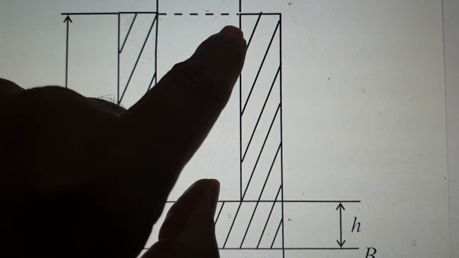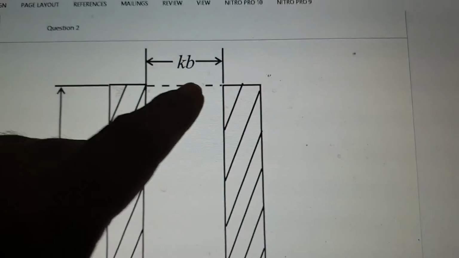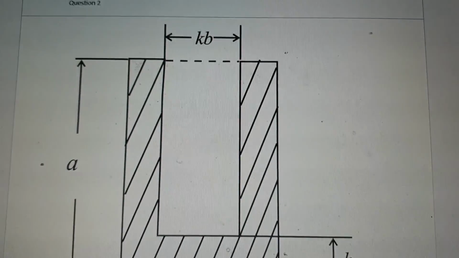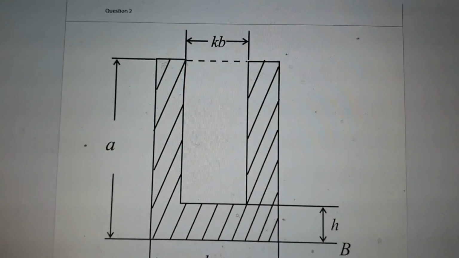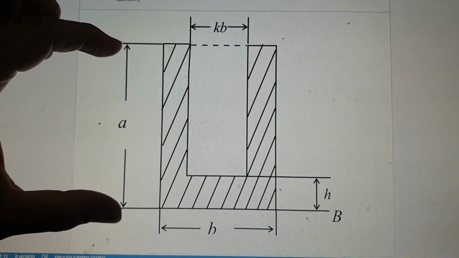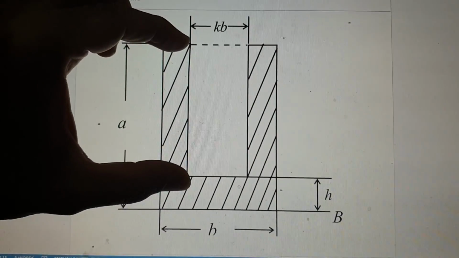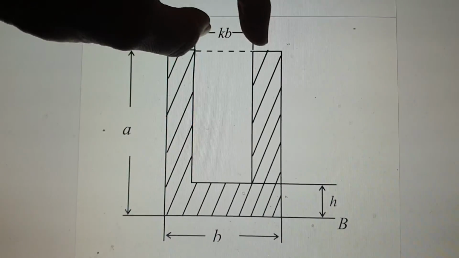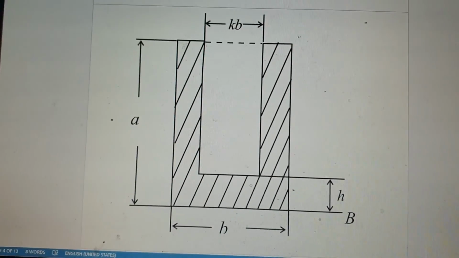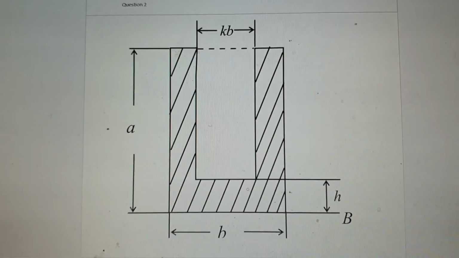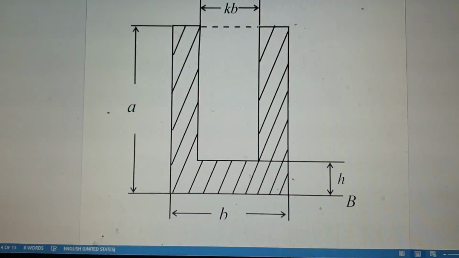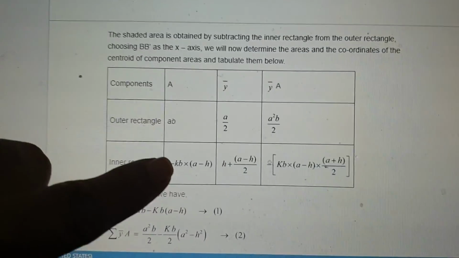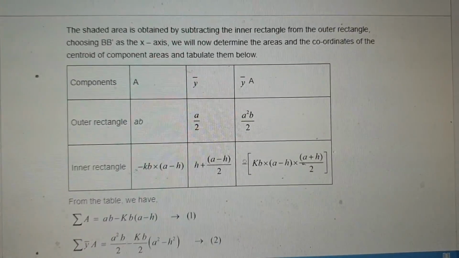Okay? So, I'm going to start with a minus. Look at this. It's KB times this distance. What's this distance? If you zoom out a little bit, it is A minus H. So it's A minus H times KB. That is the area. And this is in the open space, the white stuff. That's the minus. So, minus KB times A minus H.